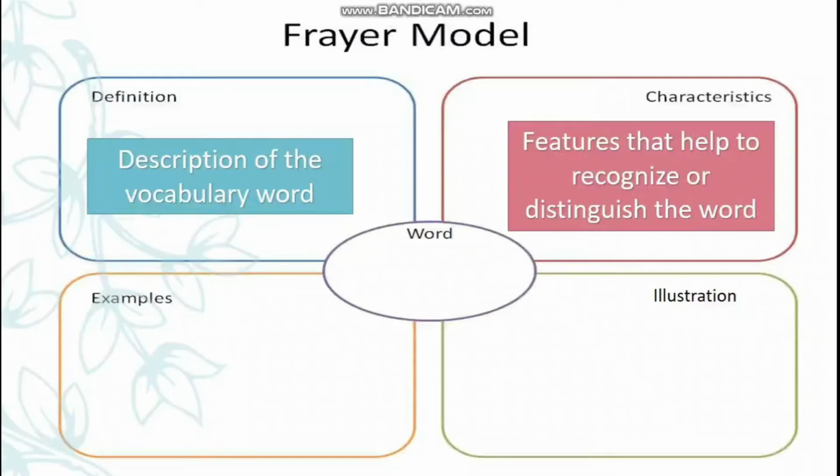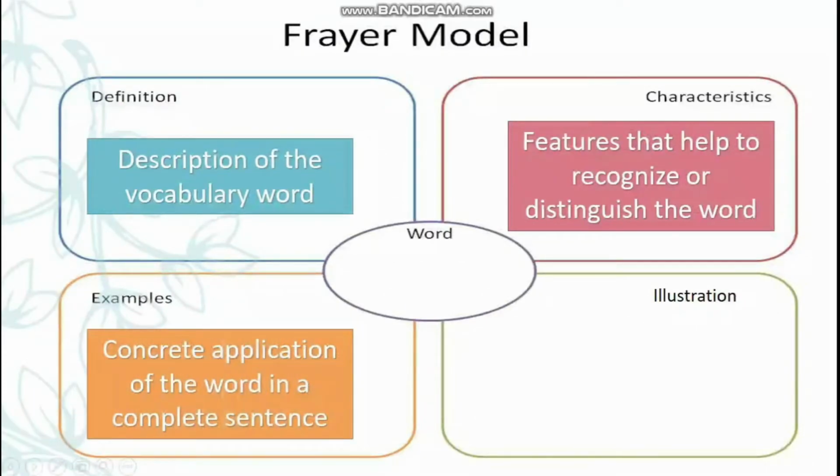So is it a verb? Is it a noun? Is it an adjective? Is it an adverb? These are all features that would help you recognizing the vocab word. Now guys, I move to the orange part, which is the sentence example. And I have in the sentence example a very important distinguished part.